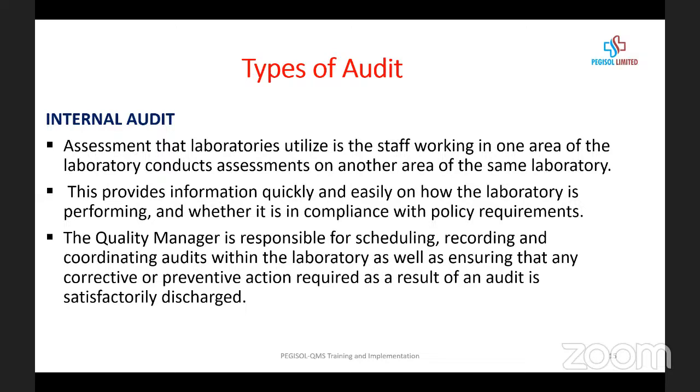Now let's look at types of audit. We have internal audit and external audit. An assessment in which the laboratory utilizes their own staff working in one area to audit another area of the lab is called an internal audit. Let's say, for example, someone who is working in the chemistry lab is auditing the hematology lab. That is an internal audit. Or let's say you have 3 branches, one in Lagos, one in Abuja. Somebody is moving from the Abuja branch to audit the Lagos branch. It's also part of an internal audit.